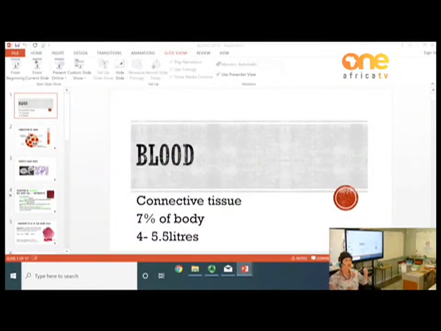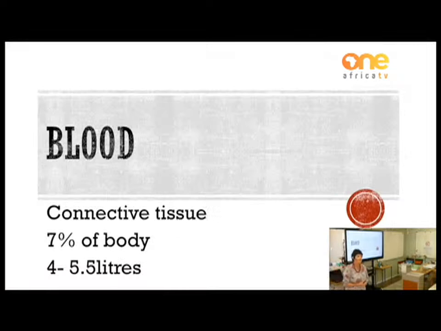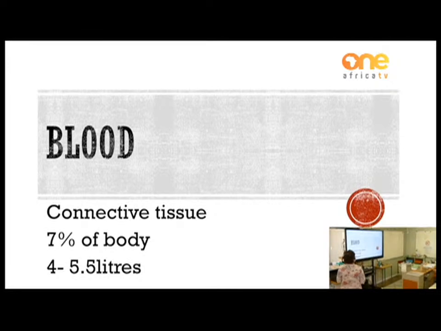Going to continue to blood. And the first thing that we need to know about blood is that it is connective. So we say that blood is connective tissue, and I always remember it as it is connecting different parts of my body with each other. But what is connective tissue?